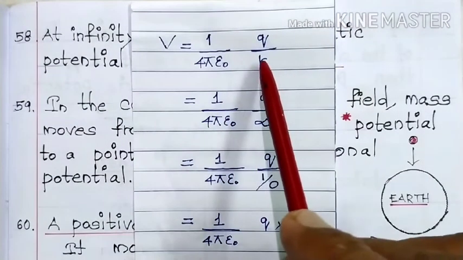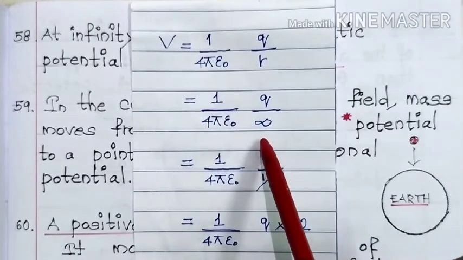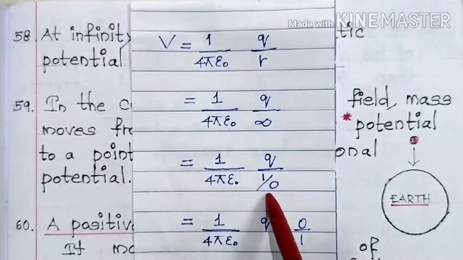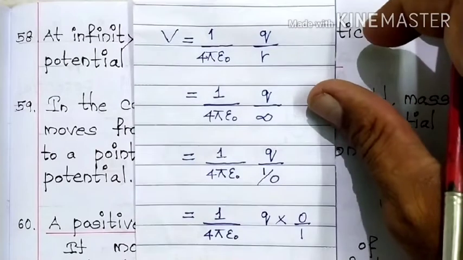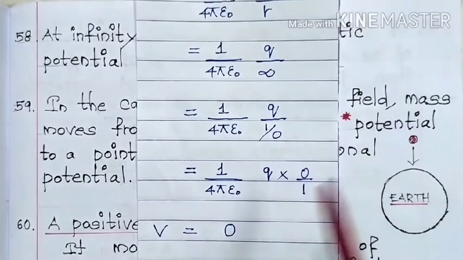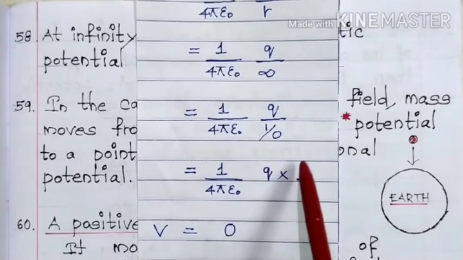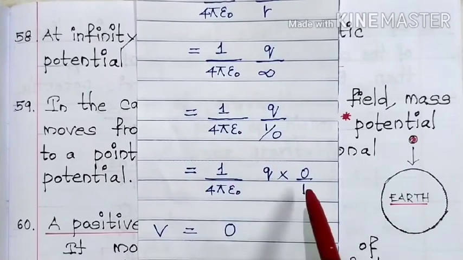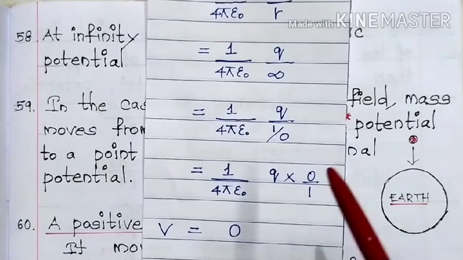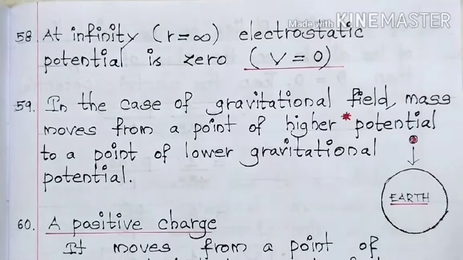Now when R is equal to infinity, in the place of R let me substitute infinity. In the next step, in the place of infinity, what is the value of infinity? 1 by 0. So I have written 1 by 0. In the next step, 1 by 4 pi epsilon naught into Q into 1 by 0. If it goes this side, it will become 0 by 1. So when this term is multiplied by 0, it becomes 0. So V is equal to 0. This is how we get V is equal to 0 when R is equal to infinity.